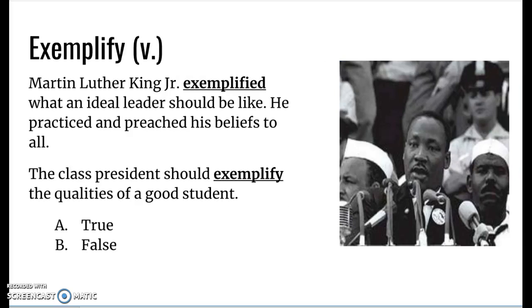Your next word is exemplify. Exemplify is a verb. Martin Luther King Jr. exemplified what an ideal leader should be like. He practiced and preached his beliefs to all. The class president should exemplify the qualities of a good student. A, true, or B, false?